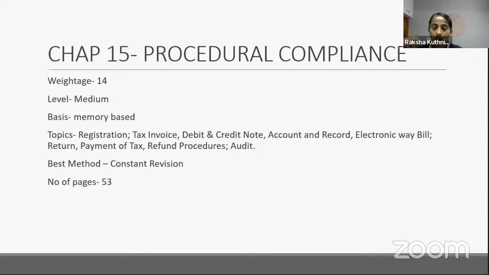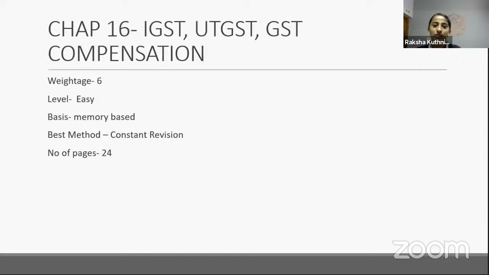And this chapter is no doubt very interesting, but it will require some amount of extra time and patience from your side. The best method is constant revision. This chapter, if you read once and say, oh, I know that chapter, in 1 week you'll forget it. Okay, yes. Next, coming to chapter number 16, easiest chapter.